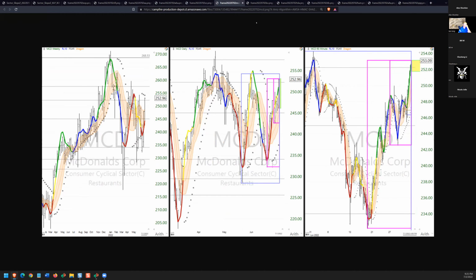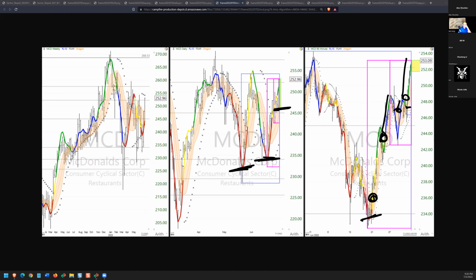McDonald's, kata 2. There's your SSC. There's a kata 2. Here's another kata 2. And now it's testing this. This is either going to fail back to here, and if that fails out of here, down to here. So there's 3 legs down.